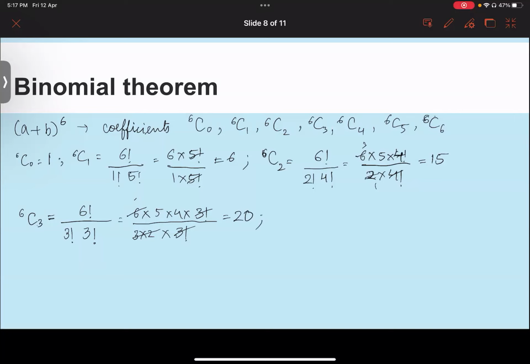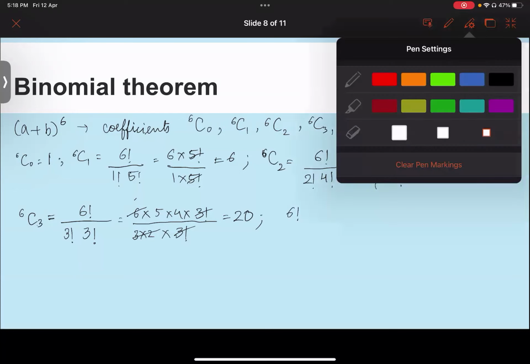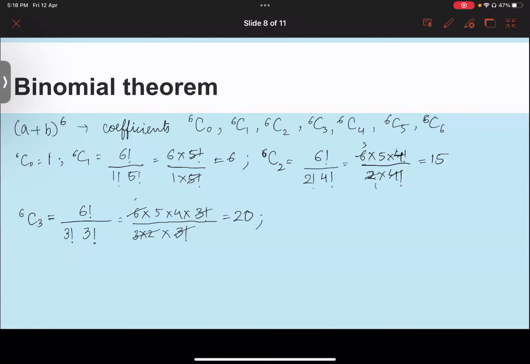Okay. Now the next one would be 6C4. So now you have 6 factorial, your r is 4, so 4 factorial, and 6 minus 4 is again 2 factorial. Okay, so this simplified term is equal to what we had for 6C2. So 6C4 is similar, so you can just write that as 15. Now you will have 6.